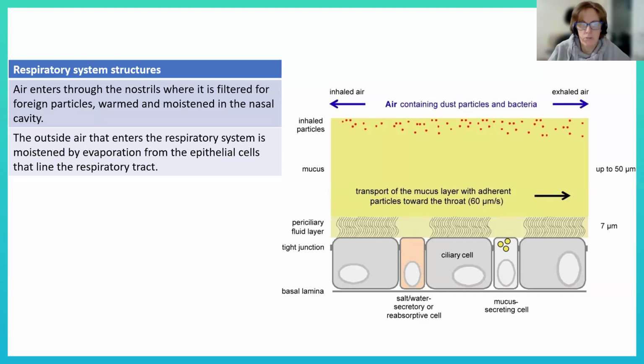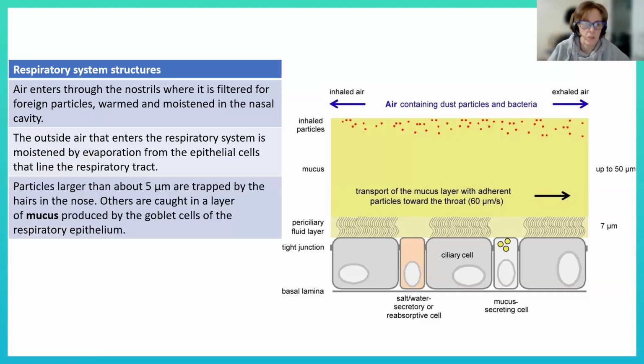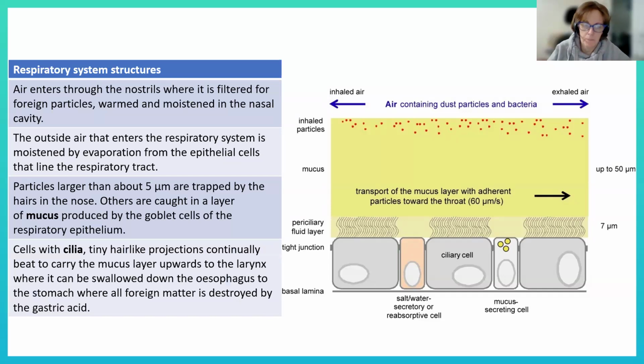So the outside air is entering the respiratory system. It's moistened, it's warmed, and all these horrible bits of dirt, pollen, probably microplastics, and everything else gets swallowed into our digestive system. So the particles have to be bigger than 5 micrometers to be trapped by hairs in the nose, and then the others are caught in the mucus. And these are produced by special cells called goblet cells. Remember, we had a look at goblet cells when we were talking about epithelial tissue, a special type of specialized epithelial tissue right at the beginning in the first section.